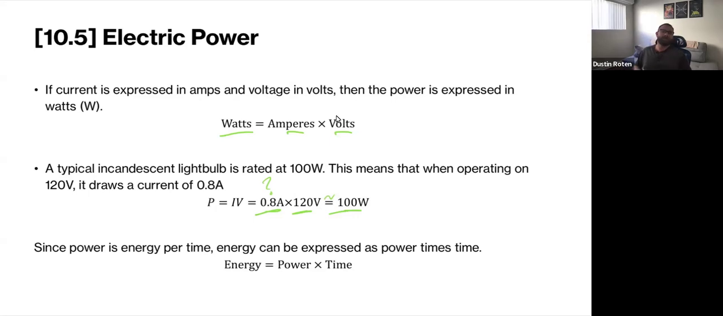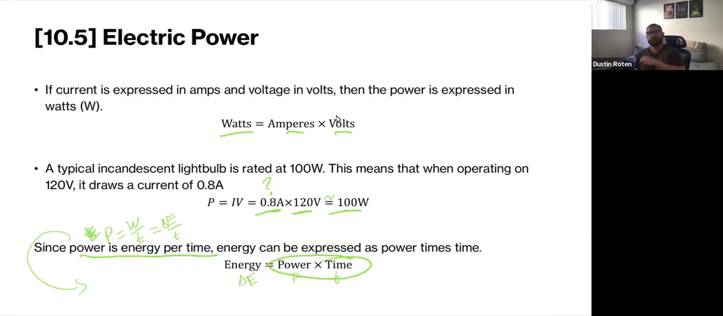Something else we can do instead of just calculating wattage is, since power is energy per time, just like from way back when we talked about work and energy, power is work over time. That really is just a change in energy over time. We can do some algebra and multiply the T over, and we get power times time equals energy.